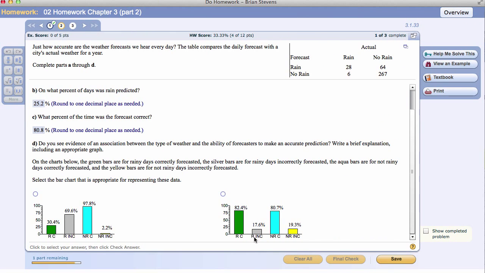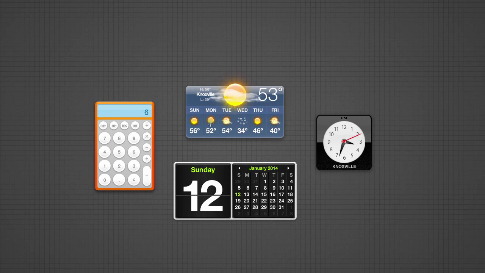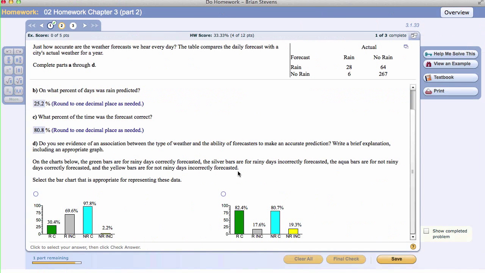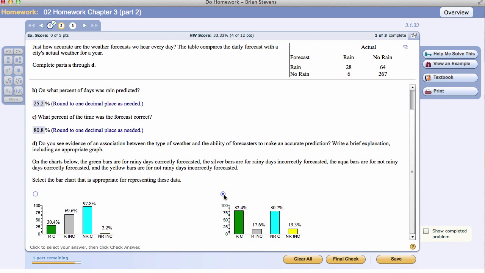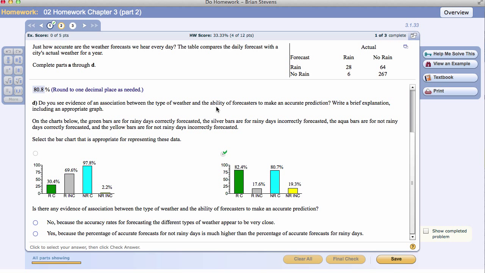Looking at this one right here, it rained and they got the forecast incorrect. Well, there were 34 days that it rained, and 6 days they got it incorrect. That is 6 out of 34, giving us 17.6, which is the percentage over here. This is the correct graph. Finally, is there any evidence of an association between the type of weather and their ability to forecast an accurate prediction? This would indicate a difference, but there's no true difference between these, so no, these do not show really any difference. And we'll get into statistical significance and actually how to analyze this later on.